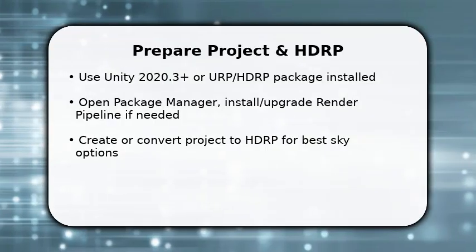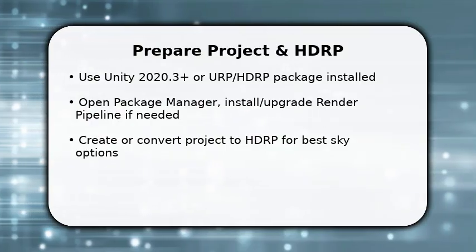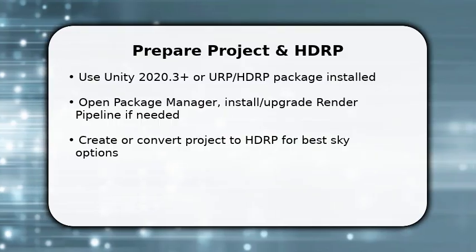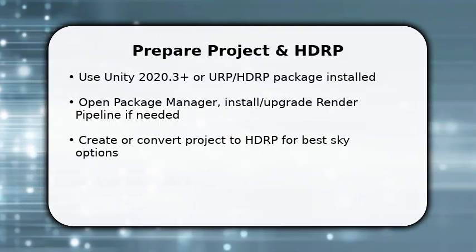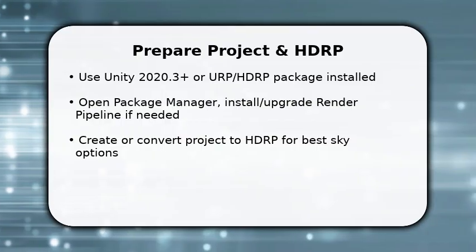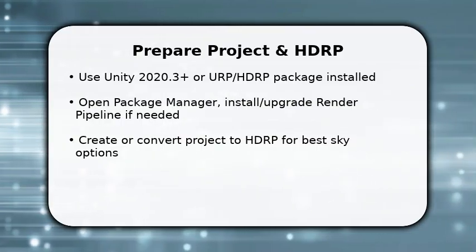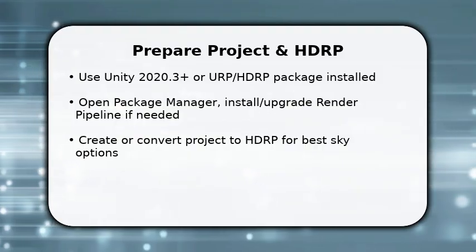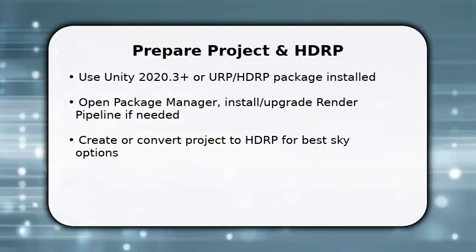You start by ensuring your project supports modern sky rendering. Convert or create an HDRP or URP project. Once done, open the package manager and install the high-definition render pipeline package and its samples. Make sure your graphics settings use the HDRP asset. Without this, the advanced sky options won't show.